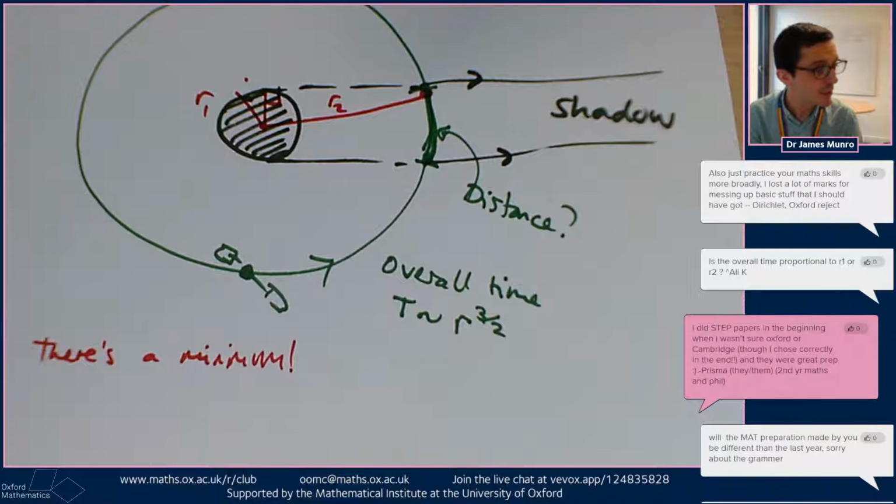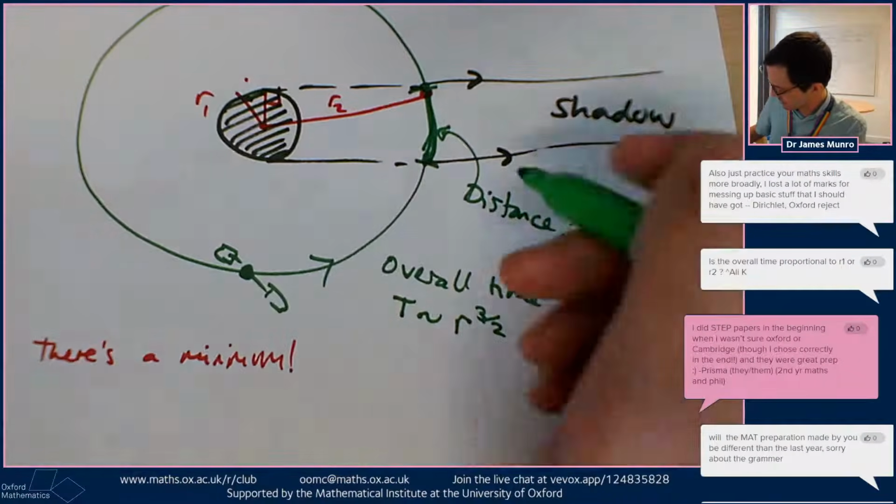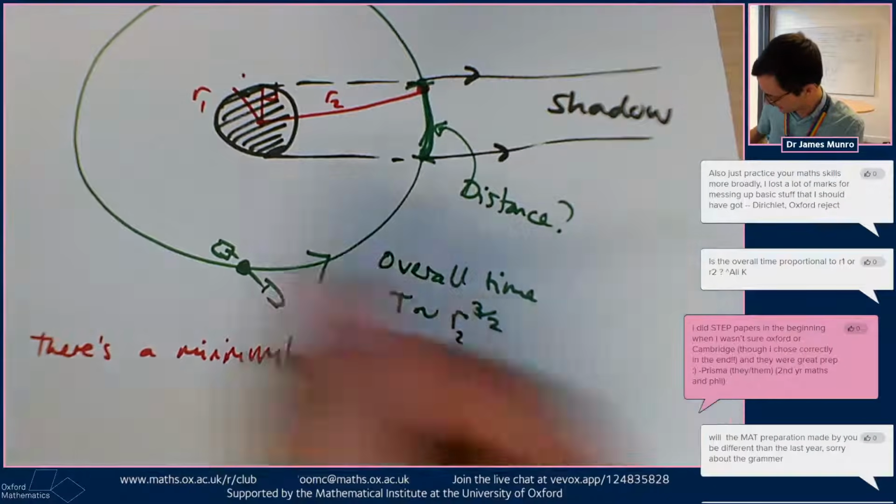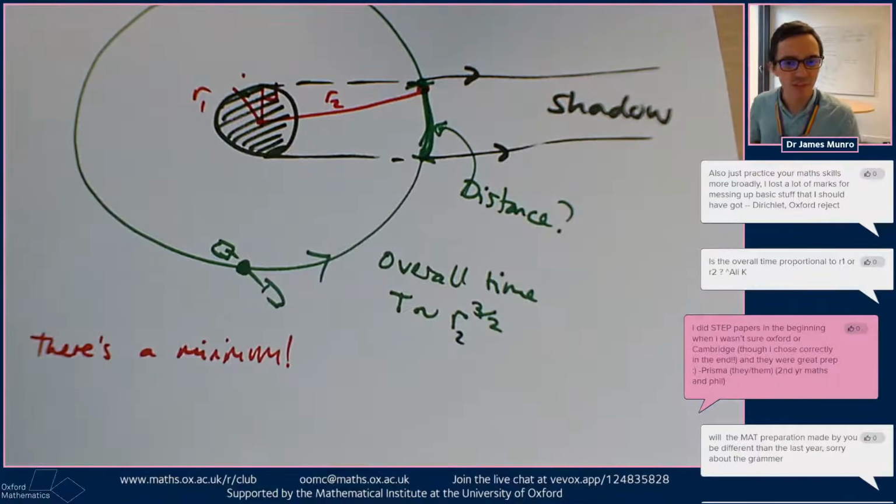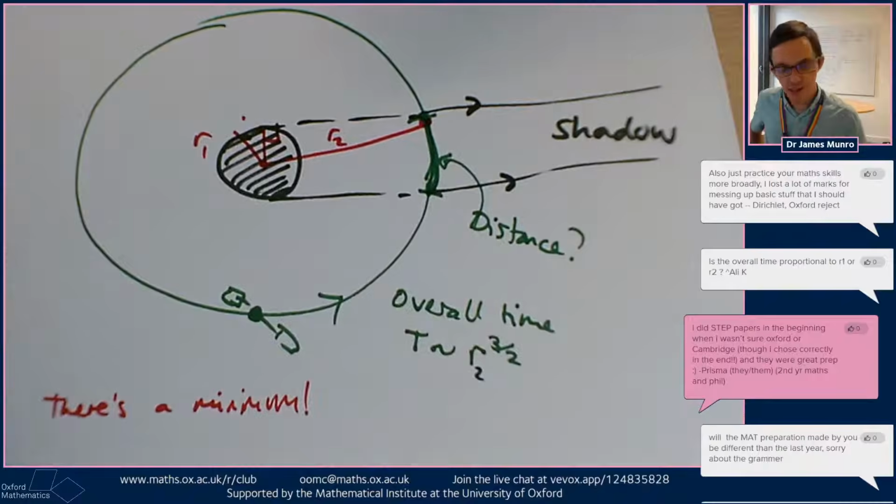Is the overall time proportional to R1 or R2? Well, it's complicated. Sort of both, I suppose. That overall time, this is Kepler's law, this is R2. This is to do with the radius of where you're orbiting. There's a constant out the front which depends on the mass of the objects. If they're spheres of constant density, I suppose you could write that down in terms of R1 as well. Good.